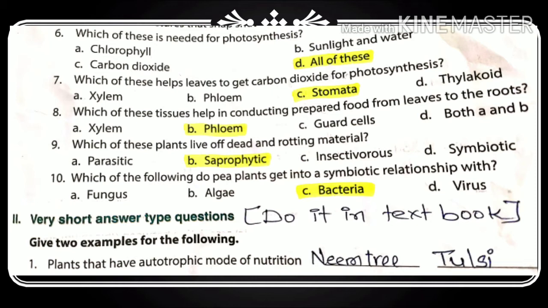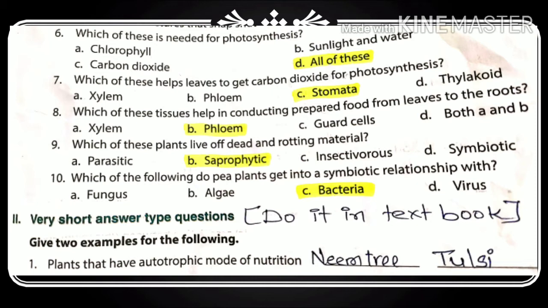Then seventh is, which of these helps leaves to get carbon dioxide for photosynthesis? Now for this we discussed one point, that opening and closing of stomata, which are present on the underside of the leaves. These are surrounded by the guard cells. So that is the answer, C, stomata.